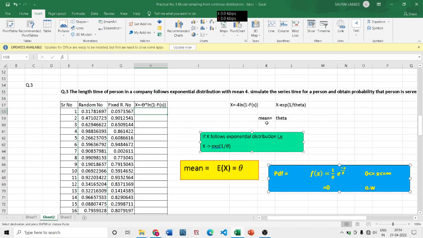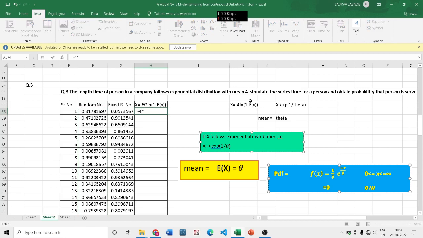Now, if your mean is theta, then the mean in this case is what? It is 4, right? That means the value of theta is 4. Here you can put that value 4. Again, just use this formula, right? So that is equal to minus 4 star.